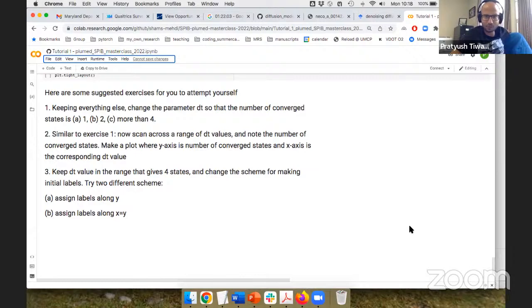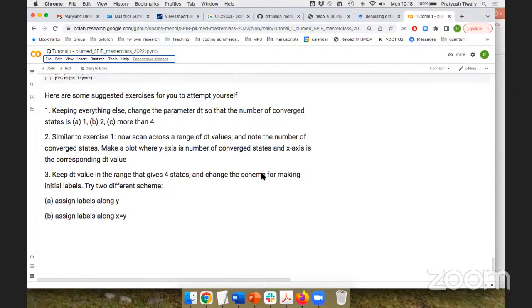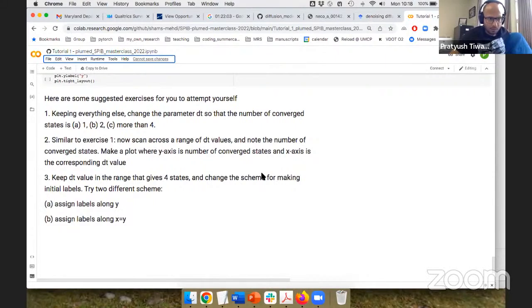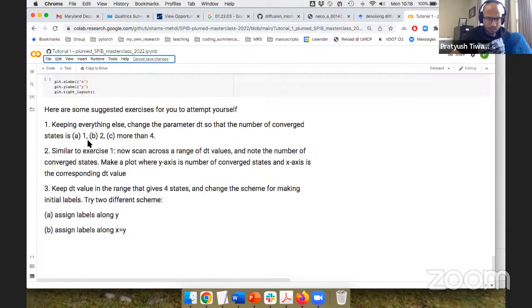Pavel, would you like to unmute yourself and talk with me a little bit? If you don't want to, that's okay. Yeah, sure, no problem. Great, I appreciate it. Okay, Pavel, so apart from 3B, okay, yes. Let's start with 1. So in 1, keeping everything else, change the parameter dt so that the number of converged states is 1, 2, more than 4. I'm going to tell the answer to all of these. And Pavel, since you tried it, I would really appreciate it if you tell me whether you got the same answer, or some other answer, and then we can have a discussion. Does that sound fair? Yeah, sure.